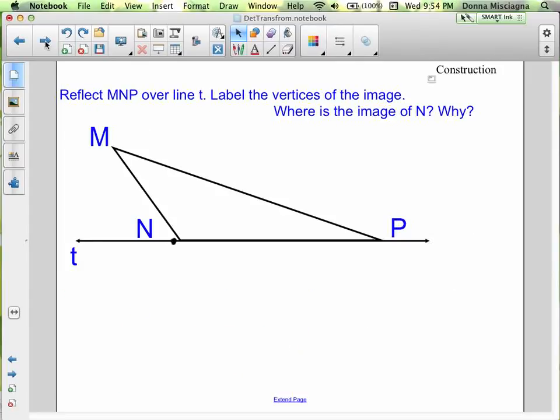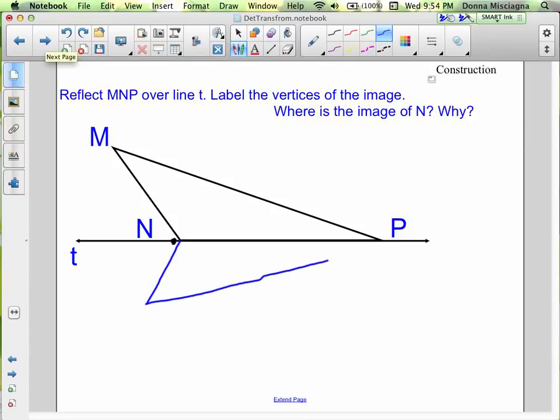Right, so we want to reflect M and P over a line T. Right? And so I'm going to, do I have an extra on that one? Well, I don't have an extra triangle on that one. I'll have to actually draw it out. All right, so we're going to reflect. Right? And so notice that, and we're just going to do our best.